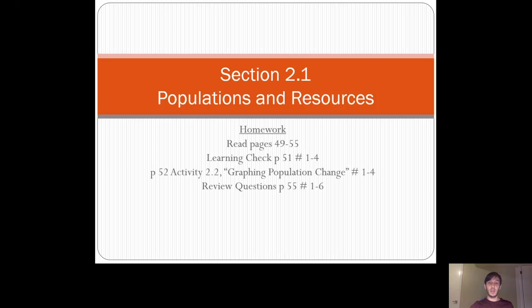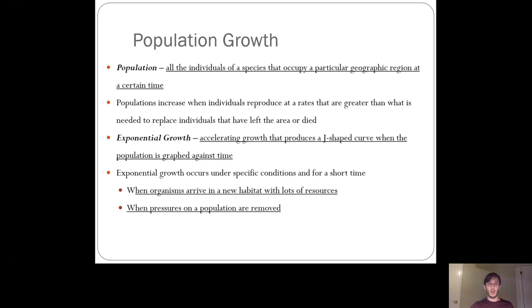Today we're talking about populations and resources. Okay, so we use the term population a lot. What does population actually mean? Population means the individuals of a species that occupy a particular geographic region at a certain time. And so we define what a population is.